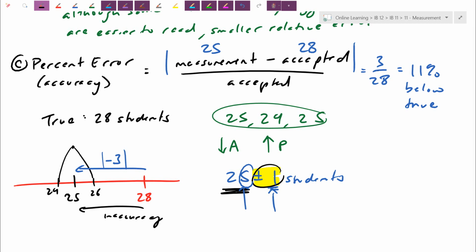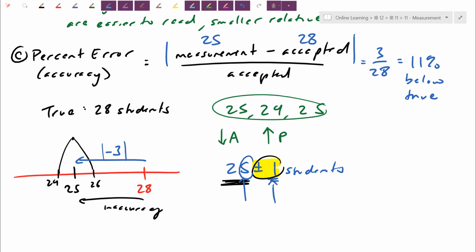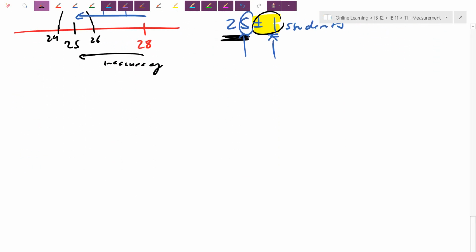This would, again, be an indication that something is systematically wrong. Maybe he wasn't counting one side of the classroom, and that's why he was always missing students. Those are the 3 ways that we're going to be considering error.